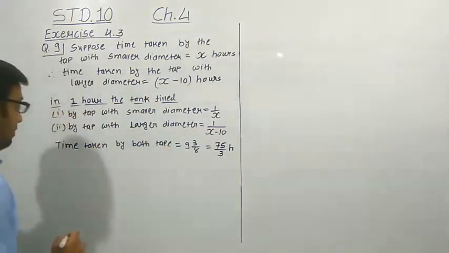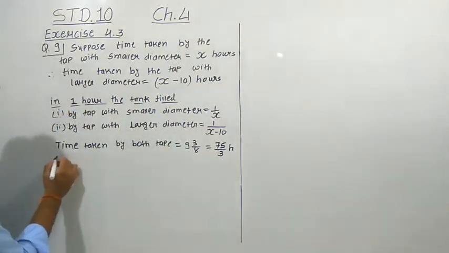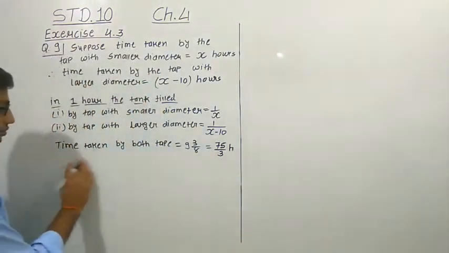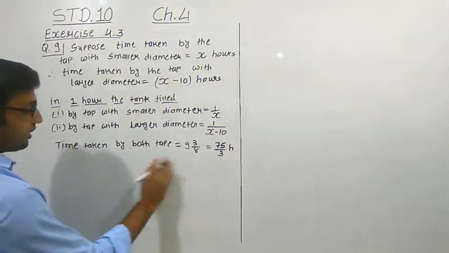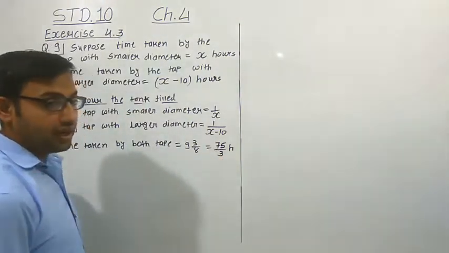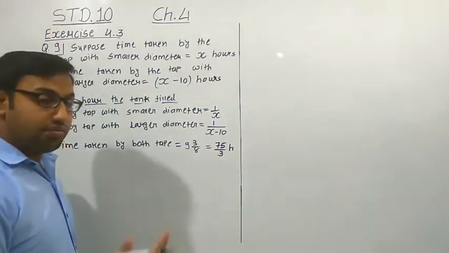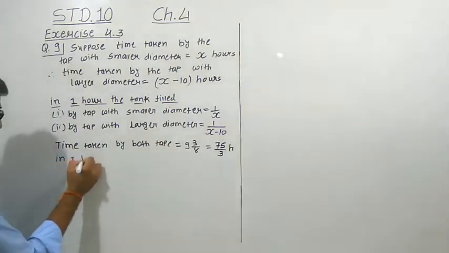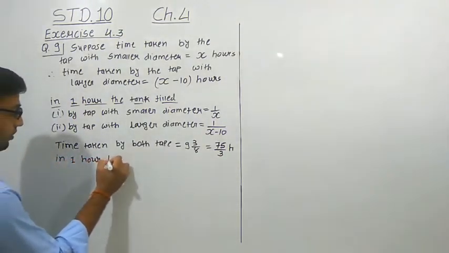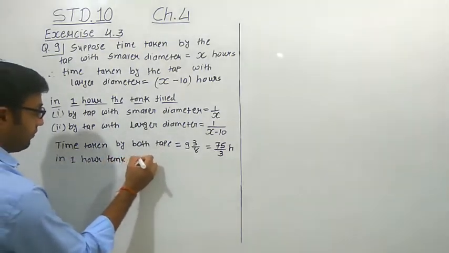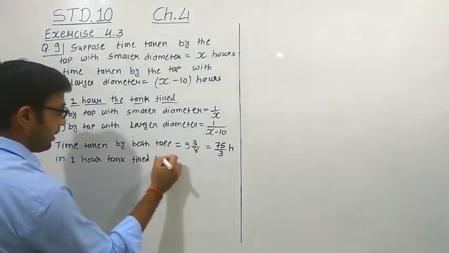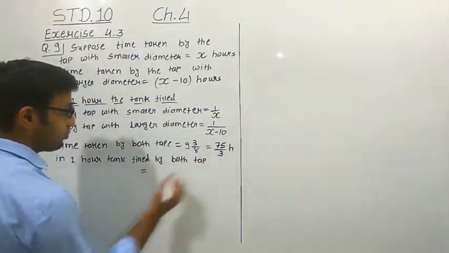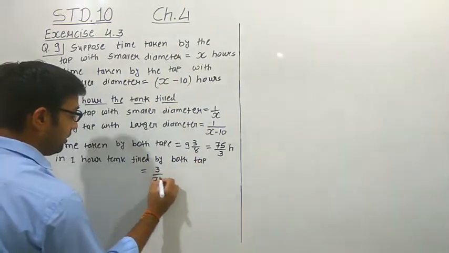Now we have to find out how much tank is filled in 1 hour. Here we have given that both the taps together can take 75 upon 8 hours to fill the tank. So in 1 hour, how much tank is filled? So let us find out that in 1 hour, tank filled by both taps is equals to, now we can write down, 8 upon 75.